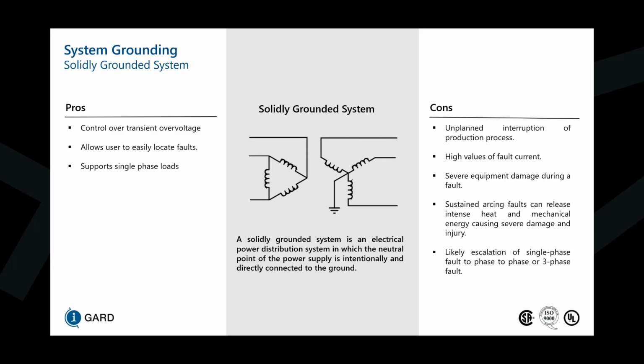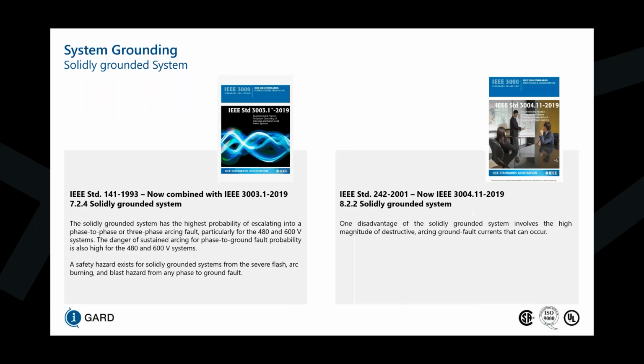So we have to trip within a second or less with a prospective ground fault trip setting of 1200 amps or less according to section 14 of the code. Now, for solidly grounded systems, if we look at the IEEE standards, it indicates that solidly grounded systems have the highest probability of escalating into a phase-to-phase or 3-phase arcing fault, particularly for 480 and 600 volt systems.